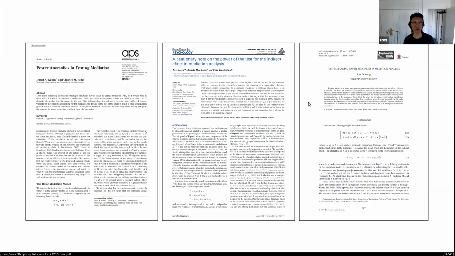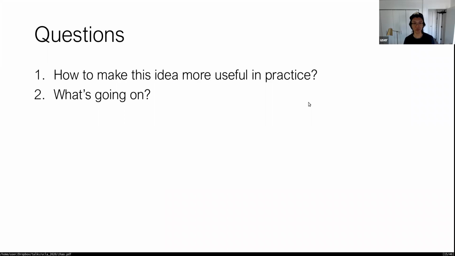I started reading a little bit more about mediation and trying to see what others have been doing. And still, to the best of my knowledge, this power phenomenon doesn't seem to be that well described outside of the psychometric psychology literature. So since then, I've been trying to figure out two things. And the first thing is, we have this cool power idea. How can I make it more useful in practice?